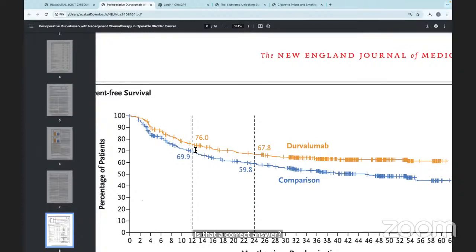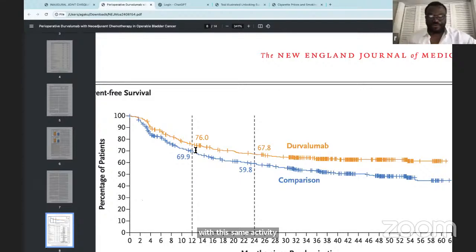It is z-test because if you are comparing two groups at the same... Can you hear me, sir? Yeah, but it's breaking up very often.